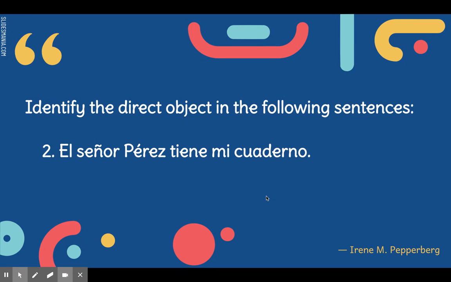Number two, identify the object. We're going to do that again. El señor Pérez tiene mi cuaderno. Pérez is my subject. Has is my verb. What does he have? He has my notebook. Notebook is my direct object. I'm going to replace my DO for a DOP. And I'm going to pick lo because cuaderno is masculine and it's singular.